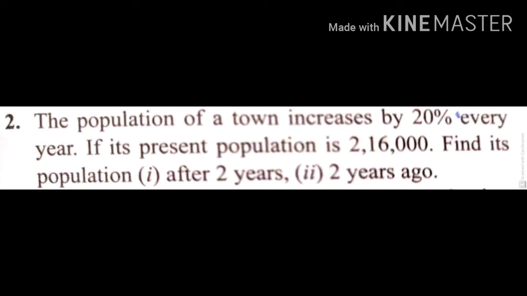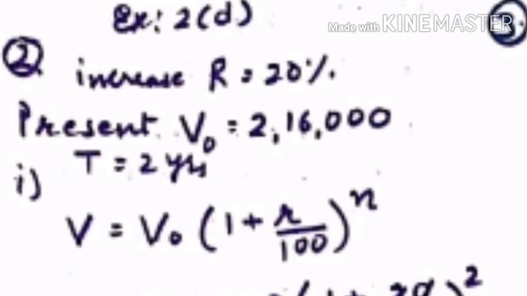So here students, the present population is given, 2,16,000, and it increases. The word increases means we'll take the formula with plus sign, and the rate is 20%. Now here we have to find two populations: after 2 years and 2 years ago. So let us start with our solution. First of all I write rate 20%, then present value is 2,16,000 and time is 2 years.